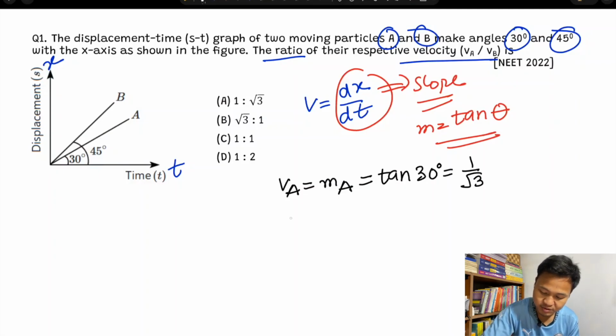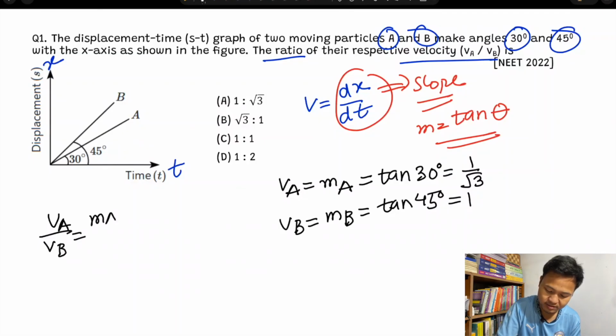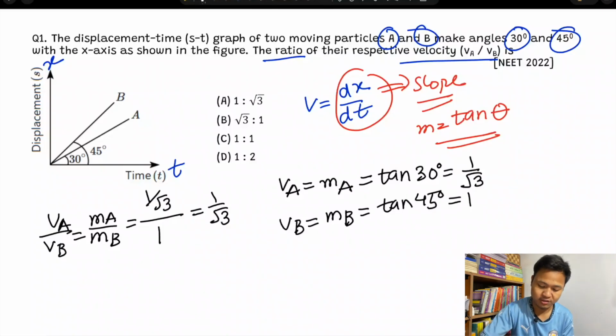Similarly, the slope of B is tan 45, which is 1. Therefore, what is Va by Vb? That is nothing but slope A by slope B. Slope A is 1 by root 3, slope B is 1. So it is 1 by root 3, or you can say 1 is to root 3. Okay, so option A.